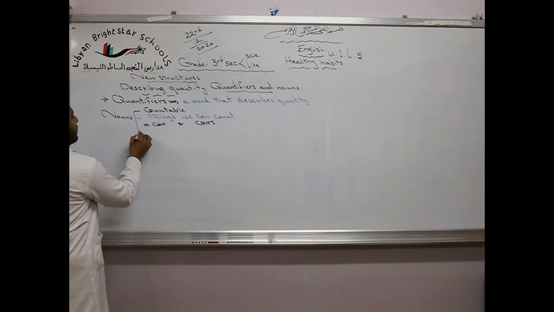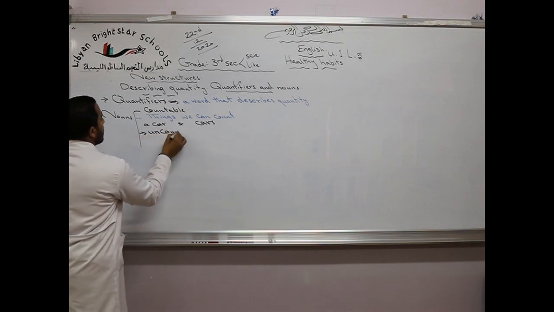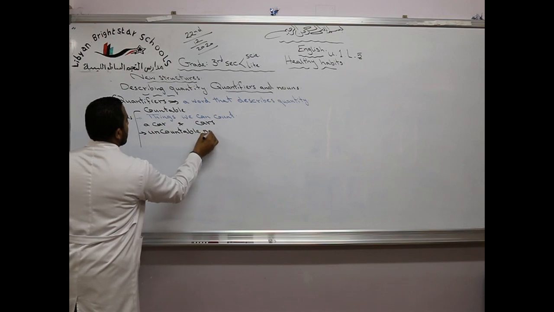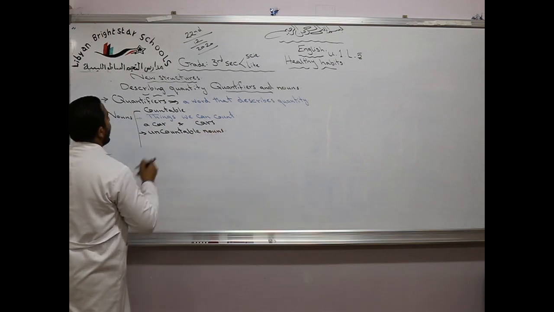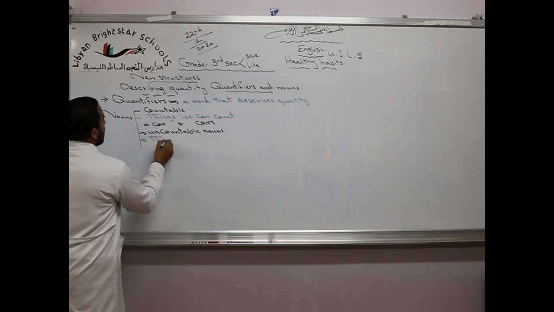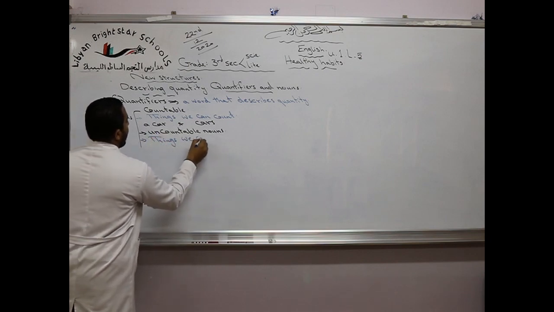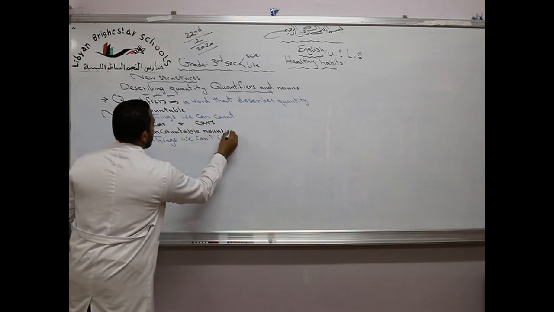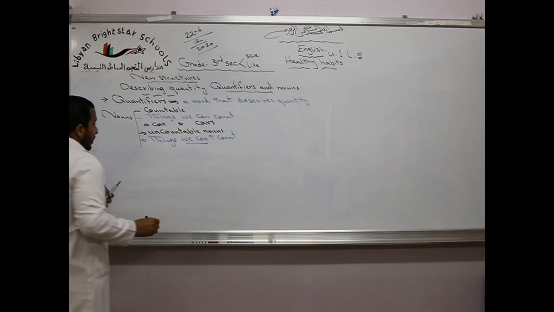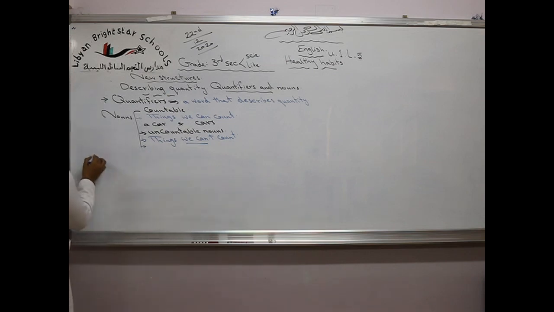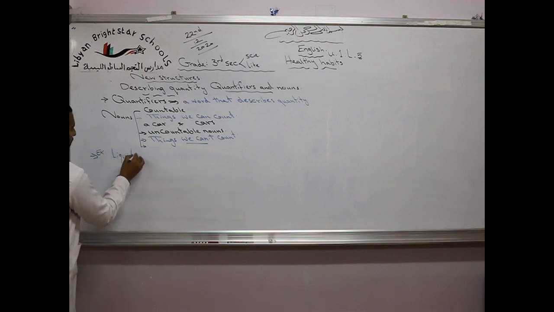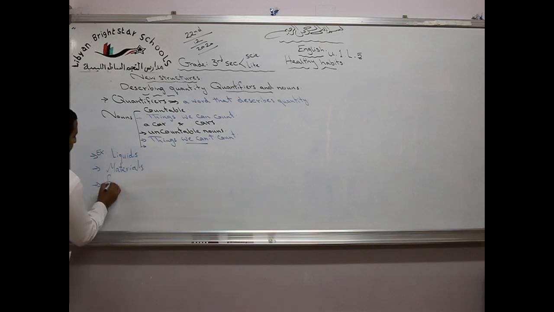Okay? But uncountable nouns are things we can't count. For example, liquids. Materials. Foods. Other words.